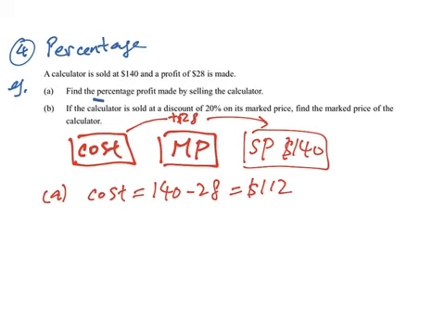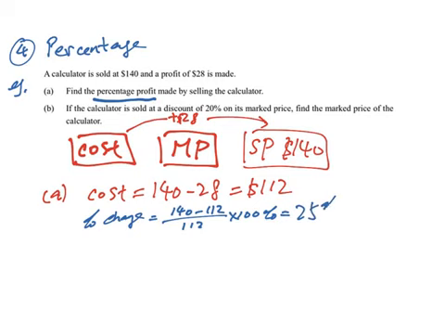Next, we'll see the percentage profit. For percentage profit, that means we will find the percentage change. So for percentage change, we use the selling price minus the cost, divided by the cost, times 100%. It is 25%. It is positive, so it is profit. The percentage profit is 25%.